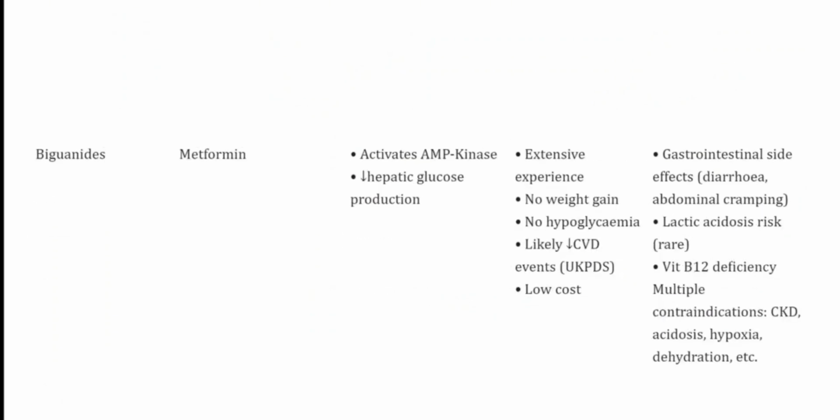Then we go to the next class, which is biguanides. An example includes metformin, which is a very common drug. These work by activating AMP kinase and reduce hepatic glucose production. Advantages include extensive experience, does not cause weight gain, does not cause hypoglycemia, likely reduces the risk of cardiovascular disease, and low cost. Side effects include diarrhea, cramping, lactic acidosis, though the risk is very rare, and vitamin B12 deficiency. It has multiple contraindications, which include chronic kidney disease, acidosis, hypoxia, dehydration.